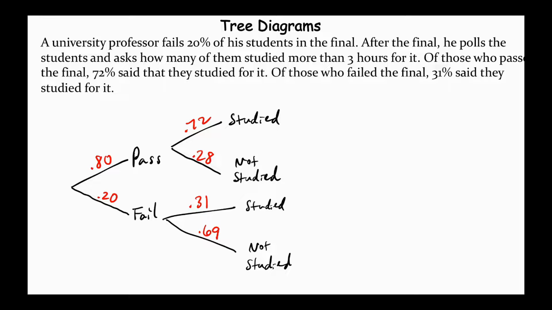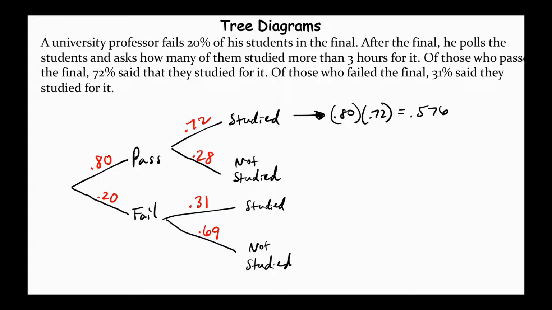So if I want to know the probability that a student passed and studied, I'm going to multiply those two that I cross. I cross 80, and I cross 72, right? So to figure that out, I'm going to multiply 80% or 0.8 times 0.72, and what do I get? 0.576. Perfect.